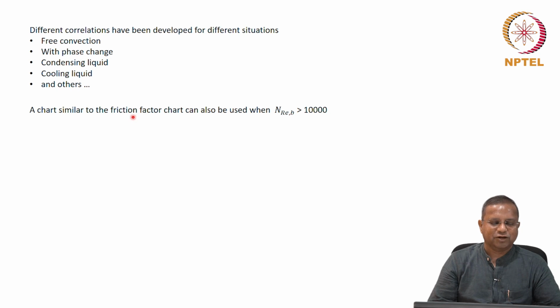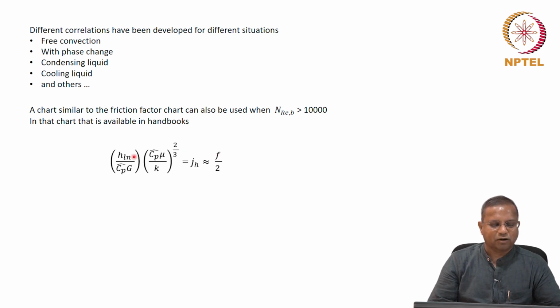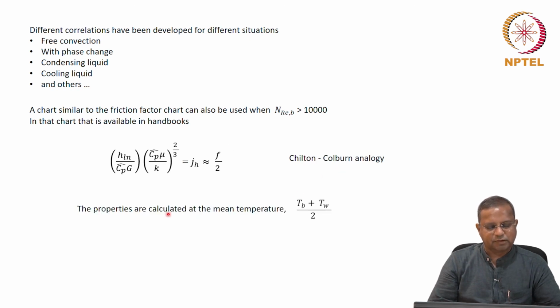A chart similar to the friction factor chart can be used when the Reynolds number is greater than 10,000. In that chart that is available in handbooks, you have the product of the Nusselt number and the Prandtl number raised to the power of 2 by 3. This product happens to be related to the friction factor by 2. This is called the JH factor, which is approximately equal to the friction factor by 2. So, this correlation can be used, which simplifies various calculations. This is called the Chilton-Colburn analogy, and the properties are calculated at the mean temperature of the bulk and the wall, Tb plus Tw divided by 2, the average of the two.